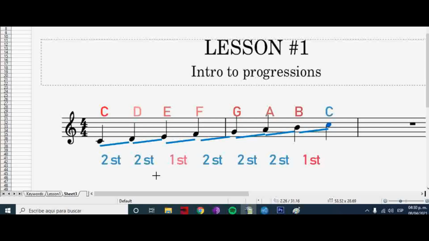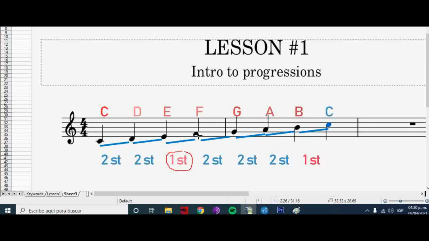So what do we have here? We have 2 semitones. From C to D there are 2 semitones. From D to E we also have 2 semitones. But look here, this is the exception. The distance from E to F is only 1 semitone.